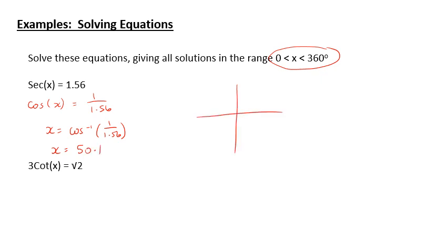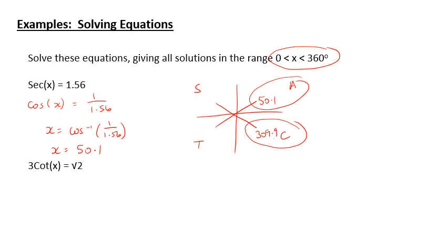To find the others, I can do a CAST diagram. So I've got 50.1. Cos is a positive number, so I need the quadrants where cos is positive, so I need to figure this one out. So this is going to be 360 take away 50.1, which is 309.9. So my final answers are 50.1, 309.9.